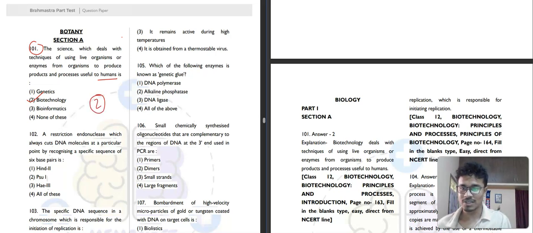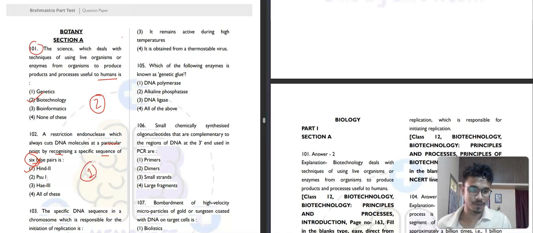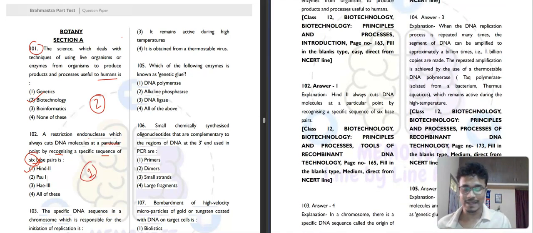Now the next question is, a restriction endonuclease which always cuts the DNA molecule at a particular point by recognizing a specific sequence of 6 base pair. Consider this, okay? 6 base pair, that is the hint. The first option will be your correct answer for this question. You can check this also. It is given in your NCERT book.